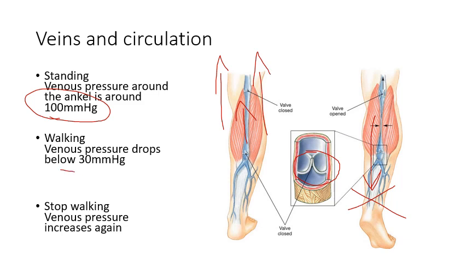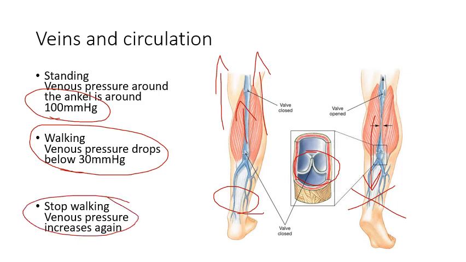And as the person continues walking, the venous pressure drops below 30 in the ankle. As soon as the person stops walking, the venous pressure will slowly increase again to about 100 millimeters of mercury.